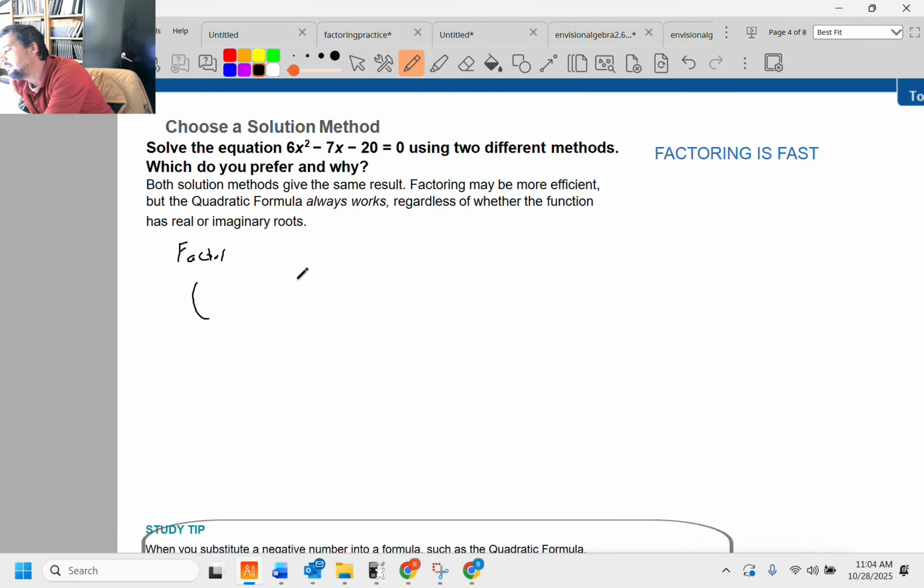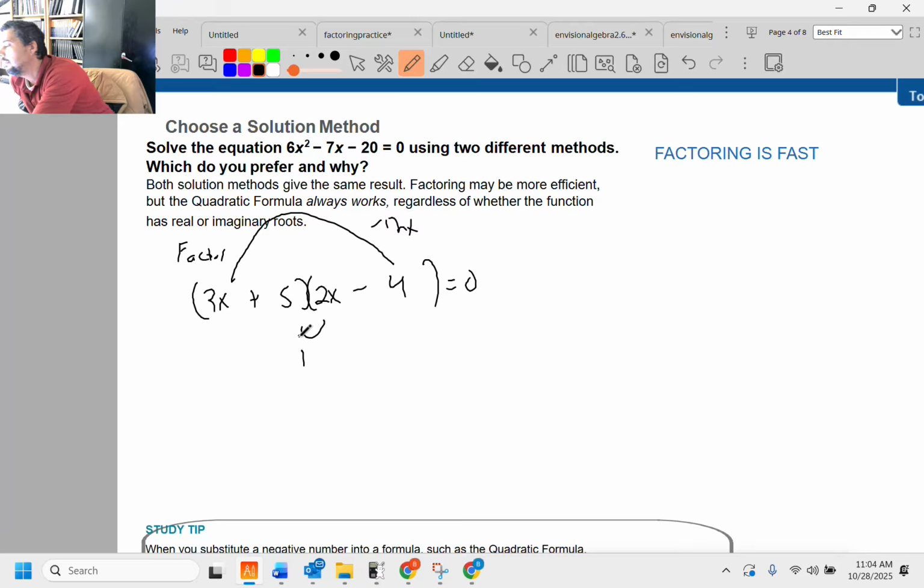So to make a 6x squared, I probably want a 3x and a 2x. To make a 20, probably a 4 and a 5 would be my guess. I believe it looks like this. What do I know? So let's check me. That's a negative 12x, and that's not what I want. Apparently I don't know anything, and I see why.